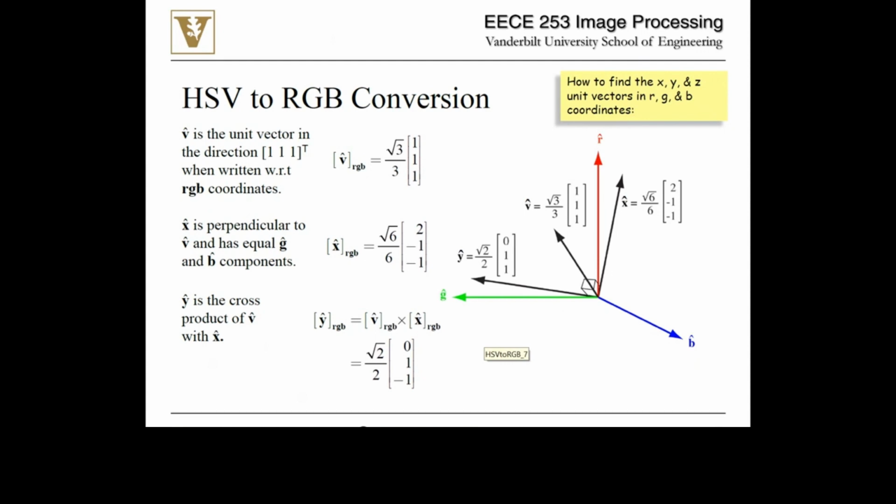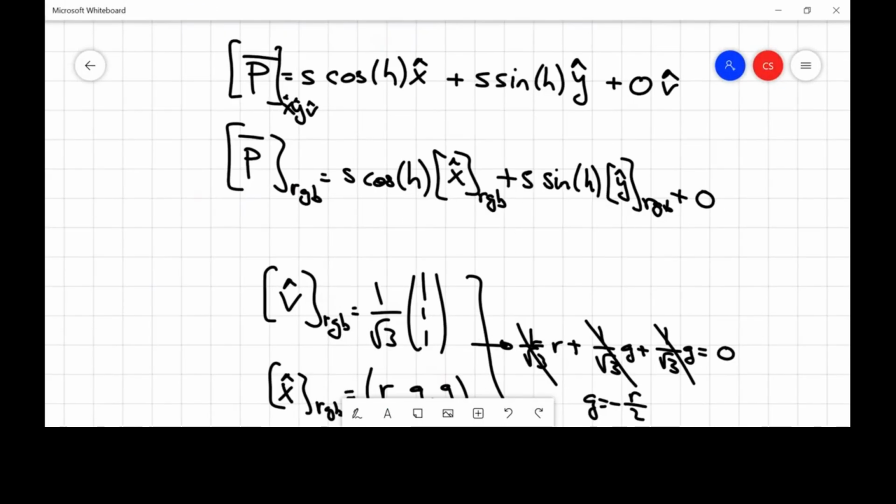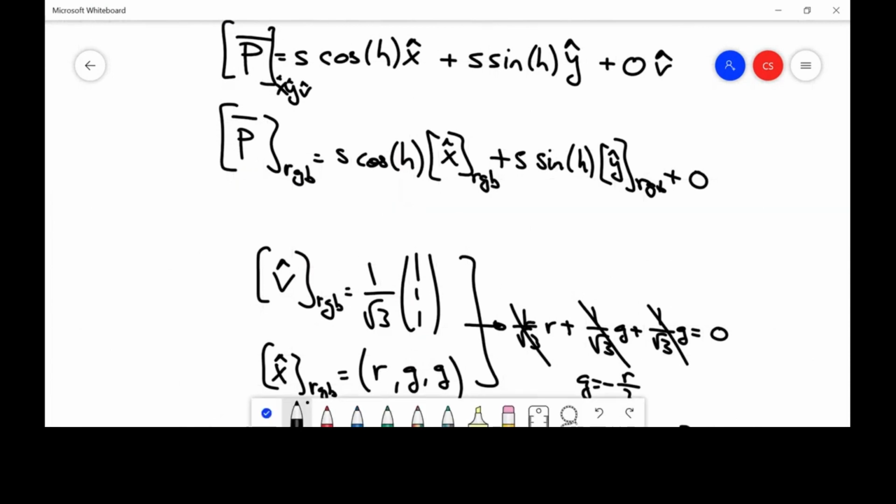Okay, so now we have X, Y, and V in the RGB space. So all we have to do is to take. Now we have solved for this thing here, this thing there. And we didn't write it because it was multiplied by 0. But if we want to be complete, we would also need that V. Okay, and now we have it.